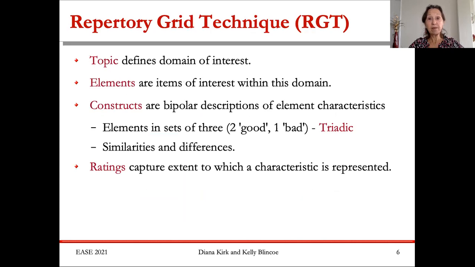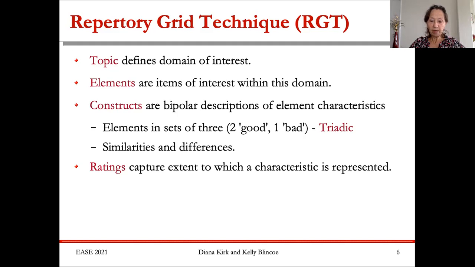There are four key components to a repertory grid study. A topic defines the domain of interest, so for us it's software practices. Elements are the items of interest within this domain, and for us it's a given instantiation of a practice, so a practice implementation. Constructs really are the characteristics assigned to elements, and these are bipolar in nature.